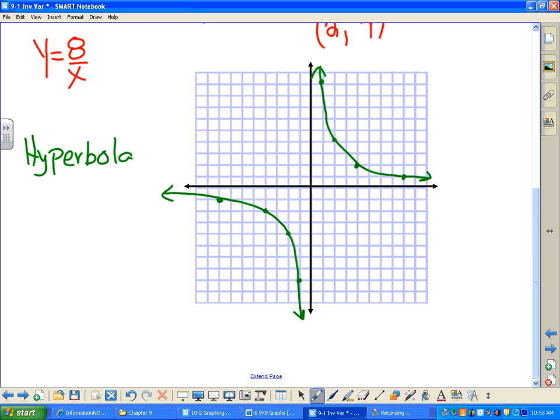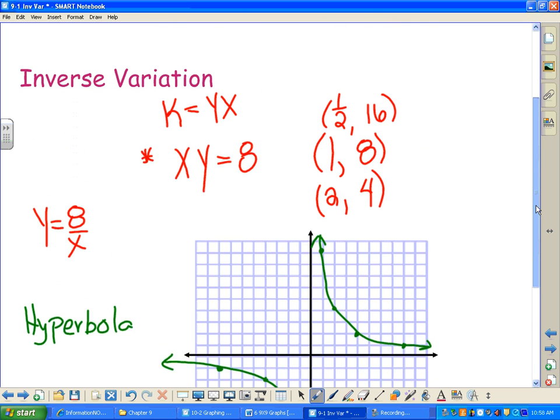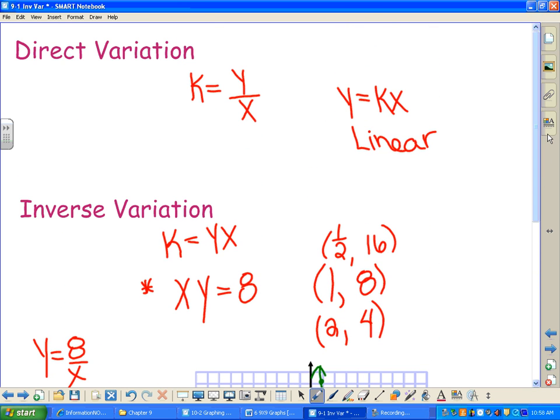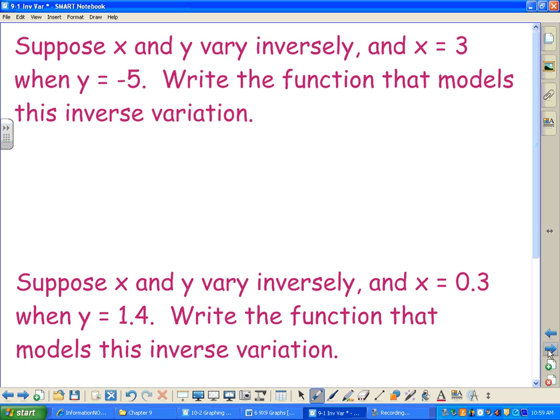Now, pretty much all you need to know for today is that a direct variation means that we're dividing our y and our x, and that always remains constant. And an inverse variation means that when you multiply your y and your x, it always remains constant. So let me show you a few examples. It says, suppose x and y vary inversely, and x equals 3 when y equals negative 5. Write the function that models this inverse variation.